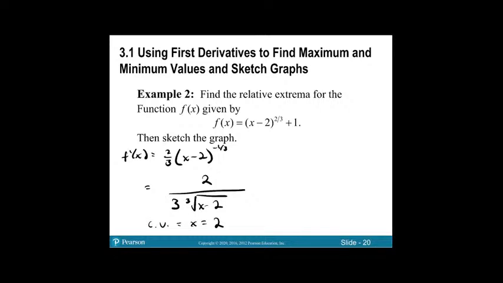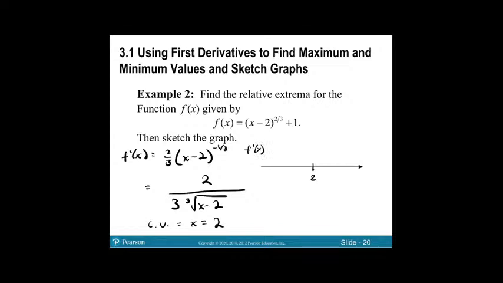So if we were to plot x equals 2 on a number line, I guess that's it. So let's test on the left and the right side of this. So f prime, I'm going to maybe label over here, f prime of x. So this one is 0.